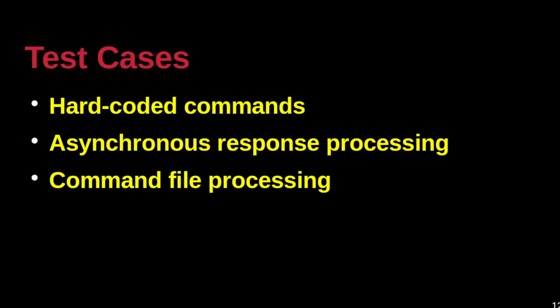There are three basic types of Python scripts illustrated in this tutorial: hard-coded commands, asynchronous response processing, and command file processing. In the hard-coded method, all the commands are written in the Python script. For a different set of commands, the script has to be edited. This is a major disadvantage of this method.